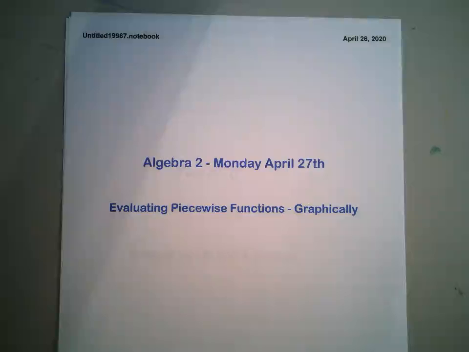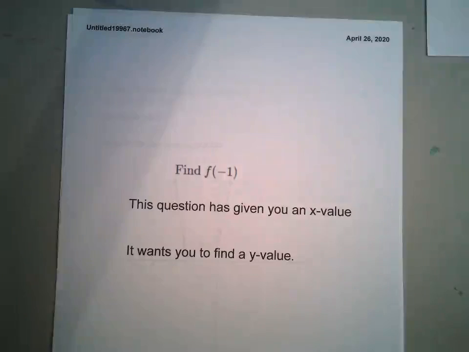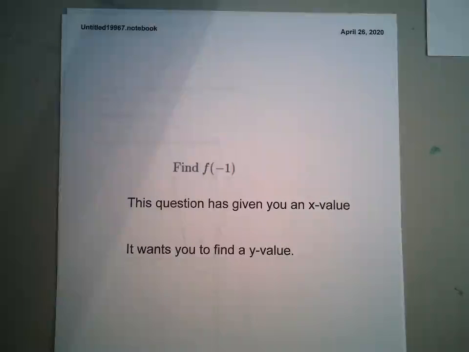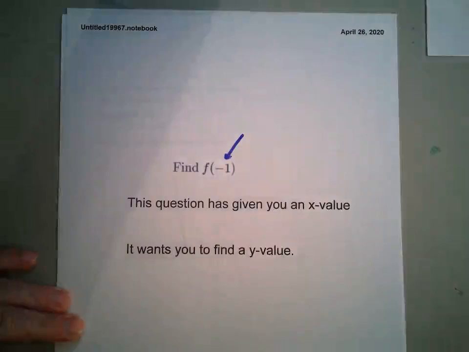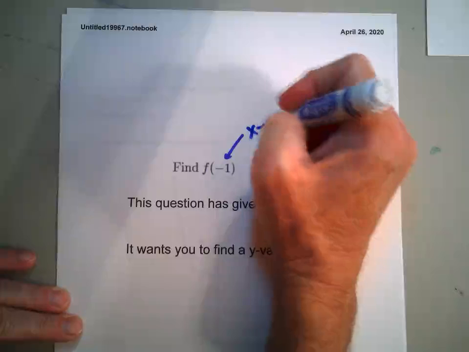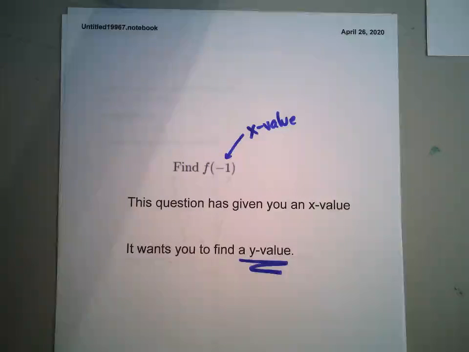All right, guys, let's get into this. This shouldn't take very long. So the problems today are going to come to you like this. It's going to say find f of negative 1. What this question is giving you is an x value. The number that's inside the parentheses is an x value, and it wants you to find the corresponding y value.